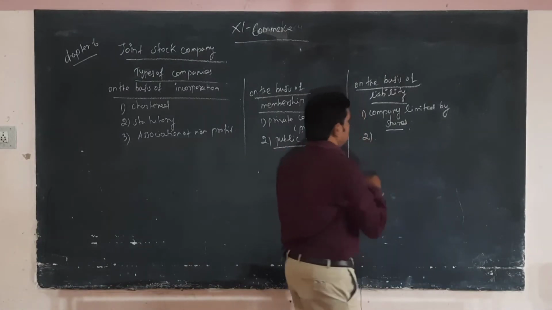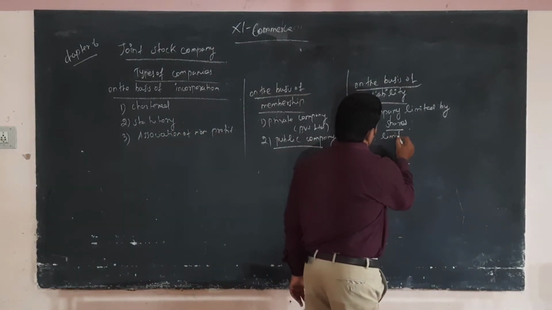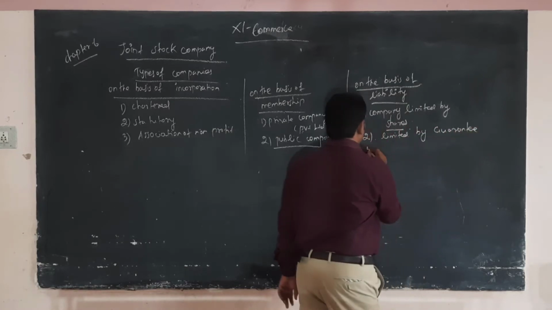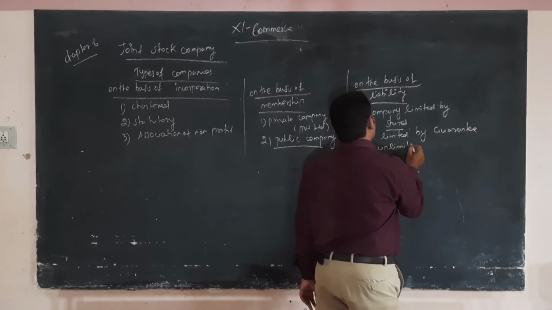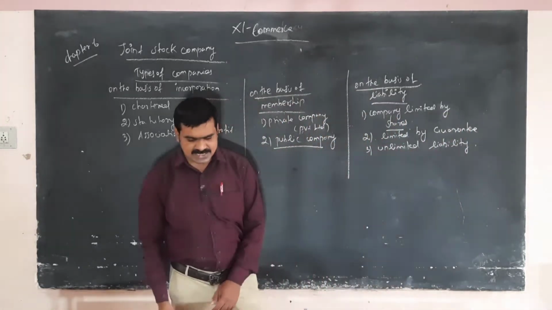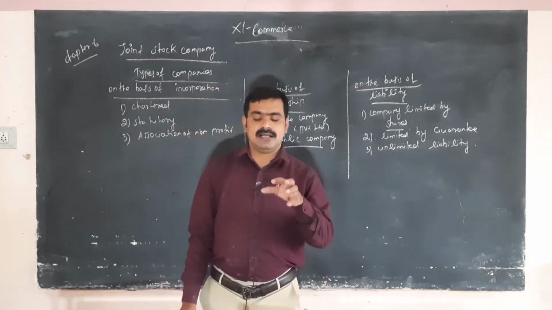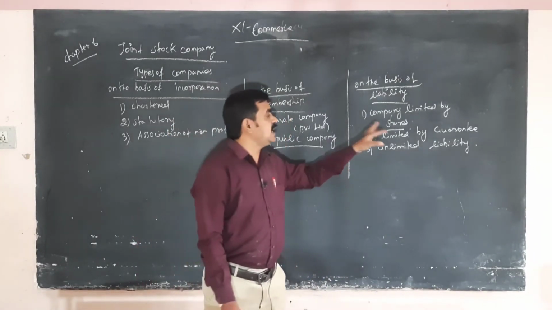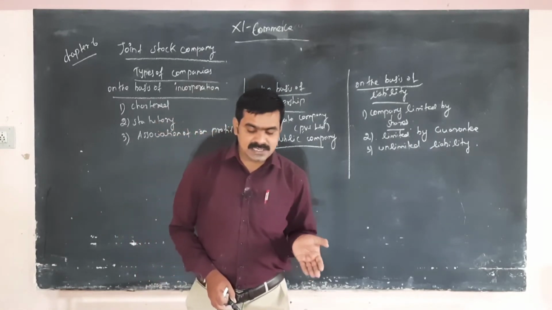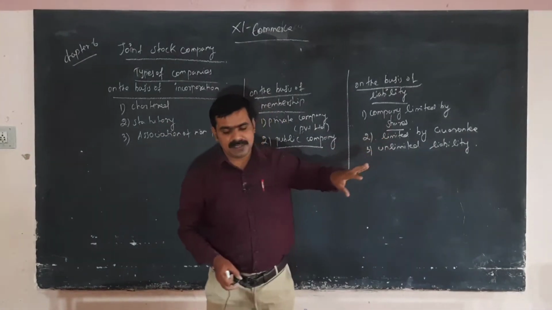Second one, limited by guarantee. Third one, unlimited liability. Okay, limited by shares. A company limited by shares is a company in which the liability of the members is limited, and the shares may be transferred easily. It is either a public company or a private company.